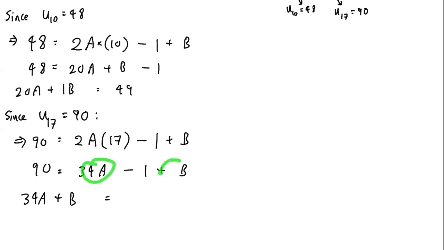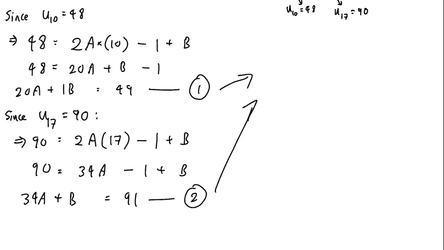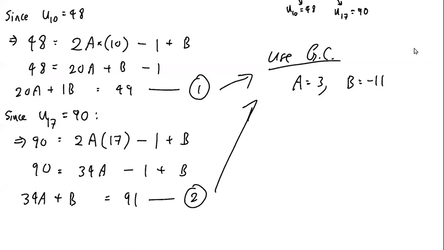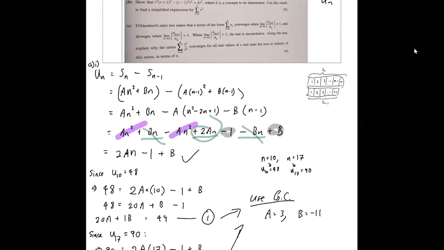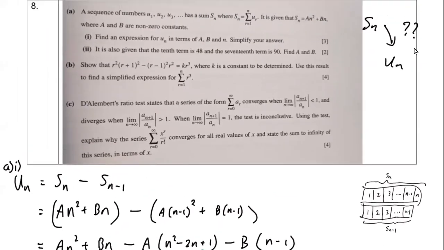I'll leave these two alone and I'll swap them around. But the minus 1 I bring over becomes plus 1, so 90 plus 1 is 91 over here. Equation 1, equation 2. Then just use a GC or scientific calculator, also can. Then what do you get as your answer? You will get A equals 3 and B equals minus 11. Okay, good. So that's it for this part. Then now move on to the next part, part B.